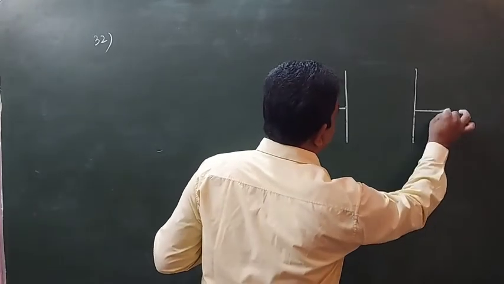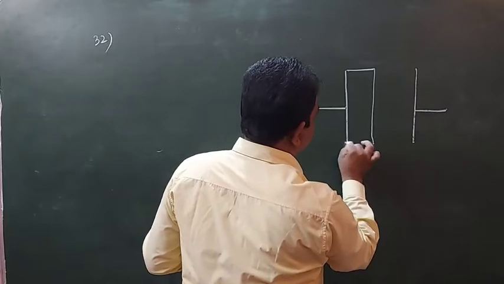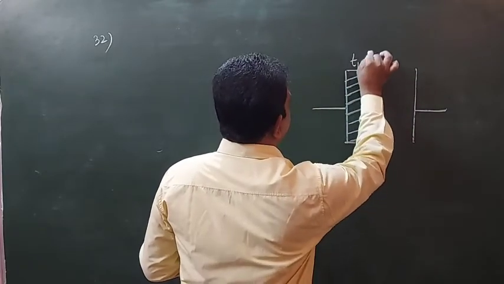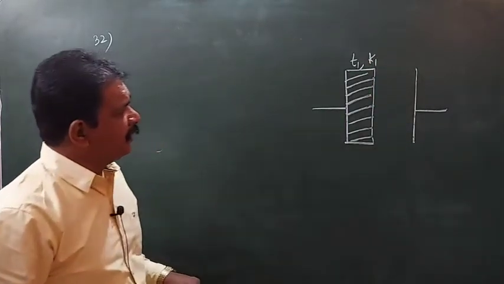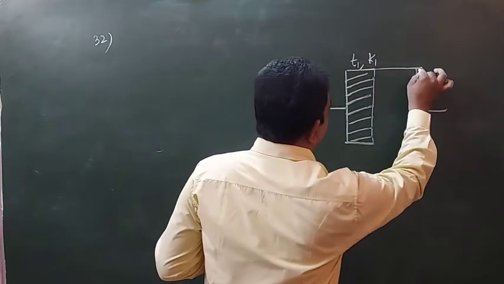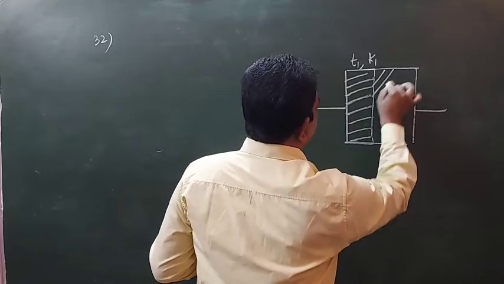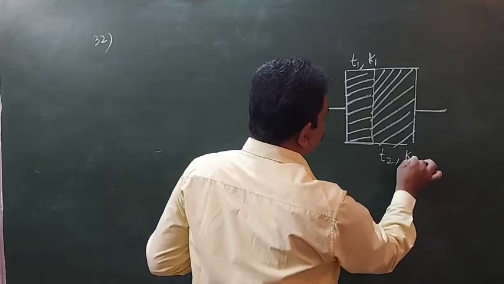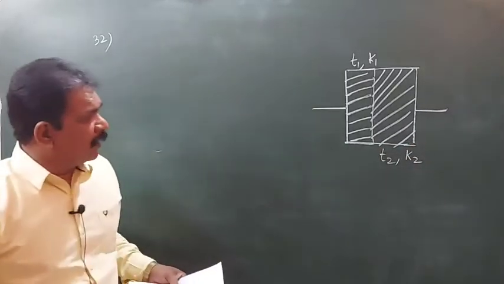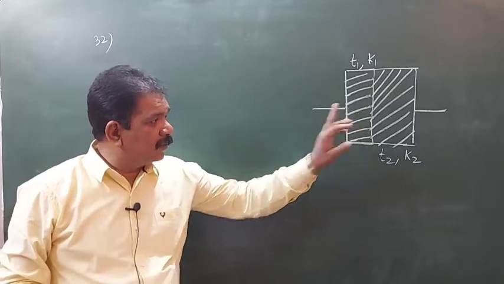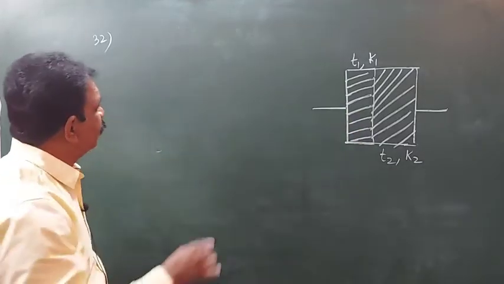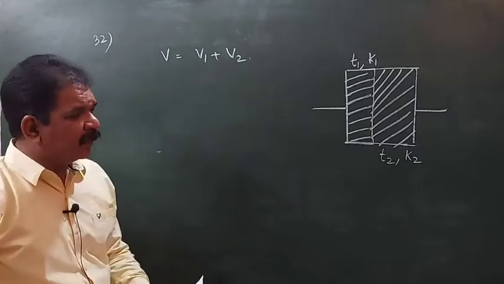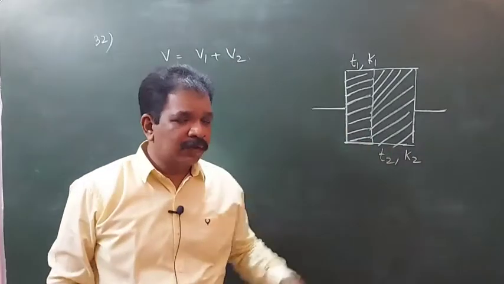Assume these are the plates. Up to some distance, one dielectric of thickness T1 and dielectric constant K1 is placed. For the rest, they placed another dielectric of thickness T2 and dielectric constant K2. What is the PD between the two plates? Here the net potential difference will be the potential difference across this one plus across this one.